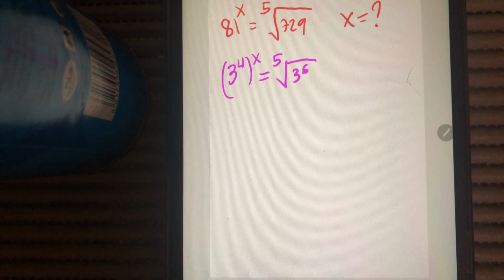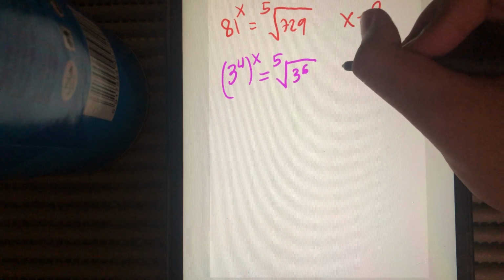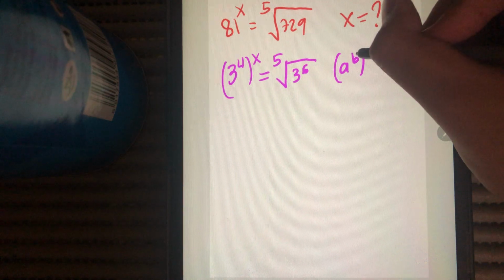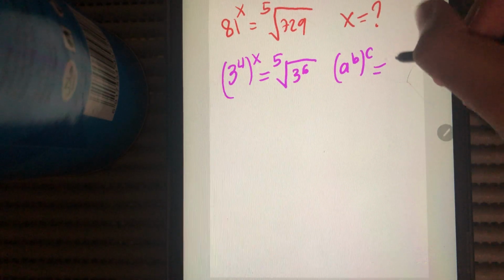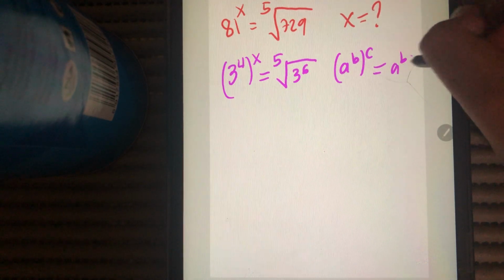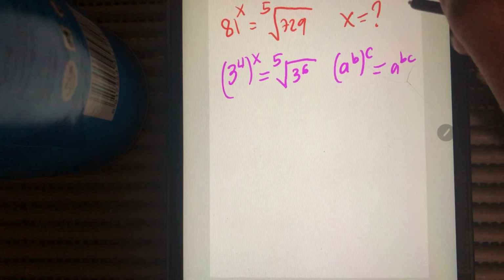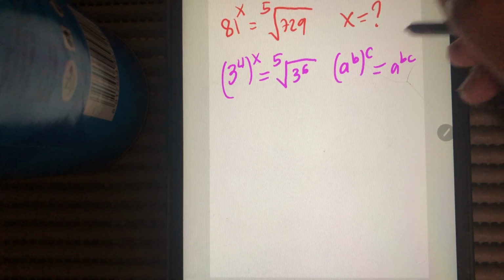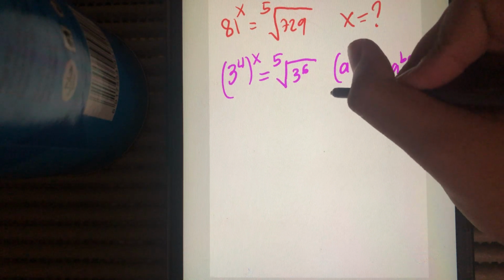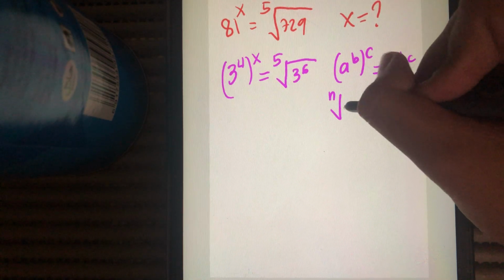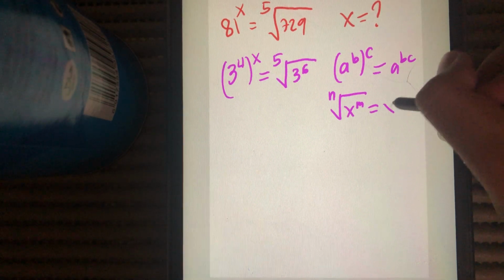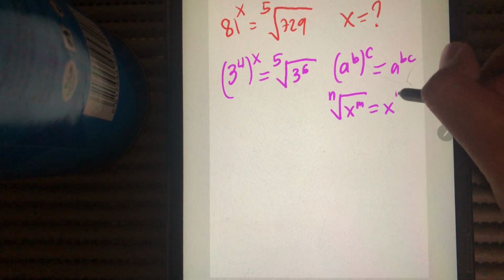Let me recap the power rule. A power b, all power c, multiply the exponents, it's equal to a power bc. And let me recap also the fraction exponent rule. Nth root of x power m is equal to x power m divided by n.